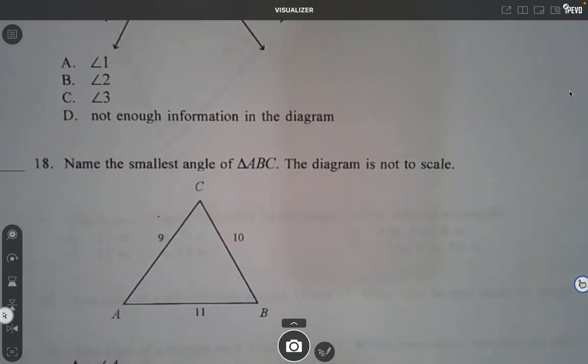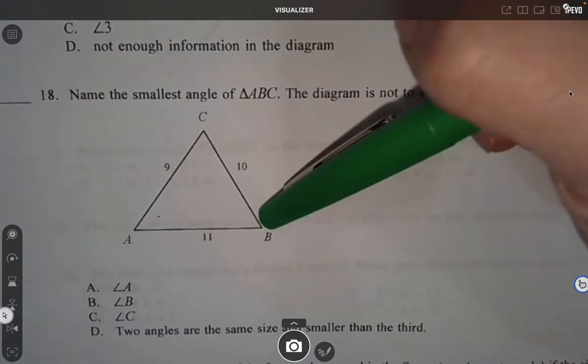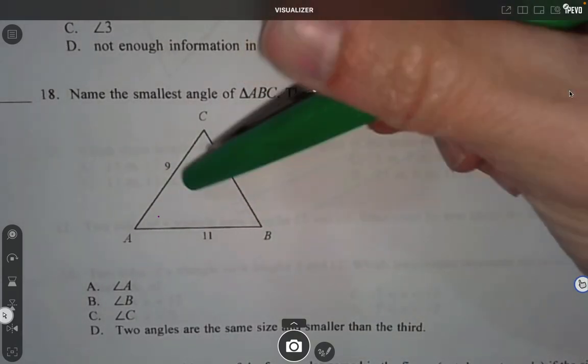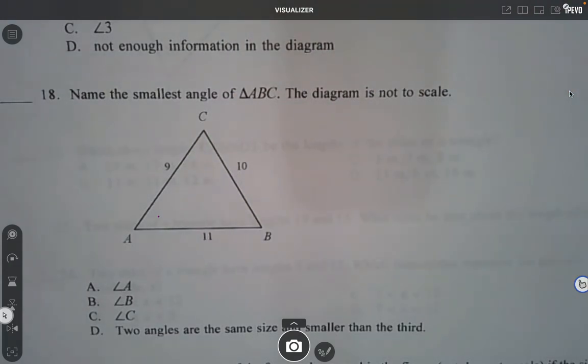Number 18. What's the smallest angle? B. Why is B the smallest angle? It's across from the smallest number, 9. That's why. B goes with 9. So angle B.